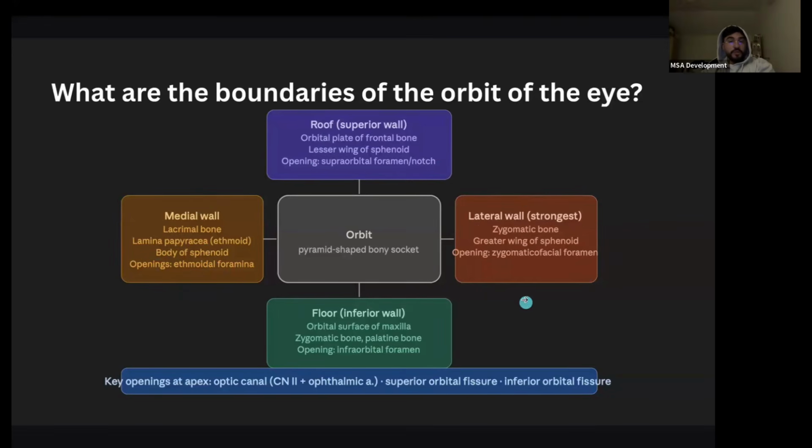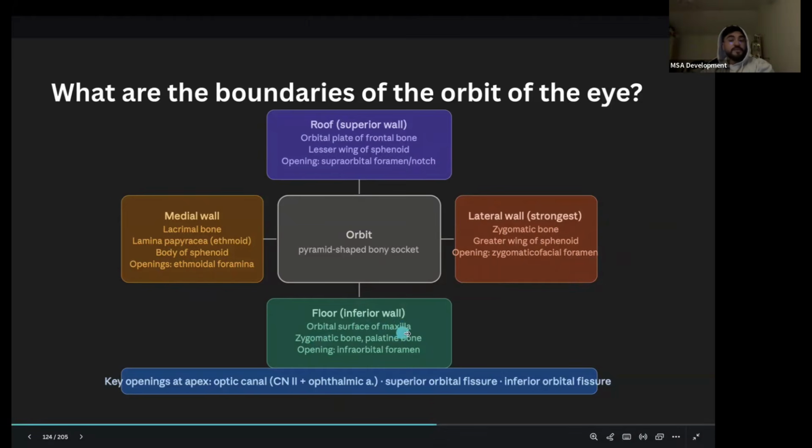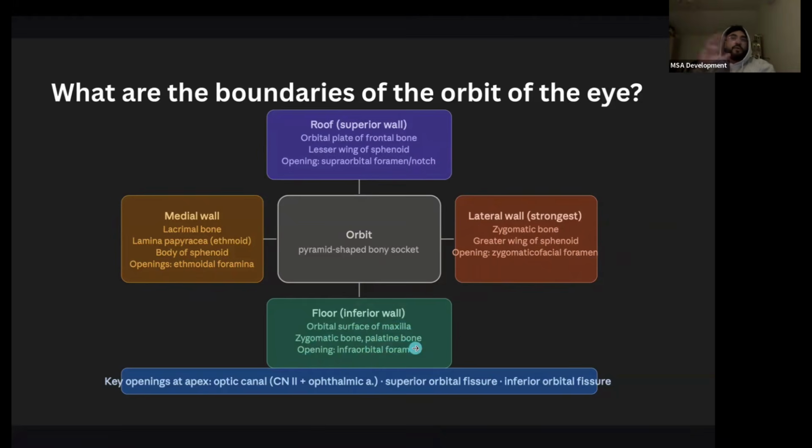The lateral wall, you're going to have the zygomatic bone and the greater wing of the sphenoid. And you can have the zygomaticofacial foramen opening within the lateral wall. And the floor, inferiorly, is going to be the orbital surface of the maxilla, the zygomatic bone, and the palatine bone. So it's very easy, okay, if you try to visualize it, from everything that we've learned so far.